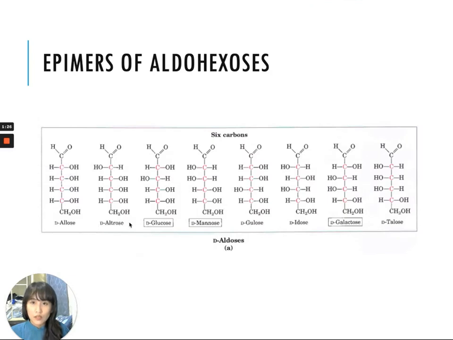Here, these are epimers of aldohexoses. When you say aldohexoses, you have 6 carbons, like D-allose. Actually, all of these are epimers of glucose. You can see here that there are different configurations on the penultimate carbon, for example mannose has a difference with glucose. So here are some examples of the epimers of aldohexoses.